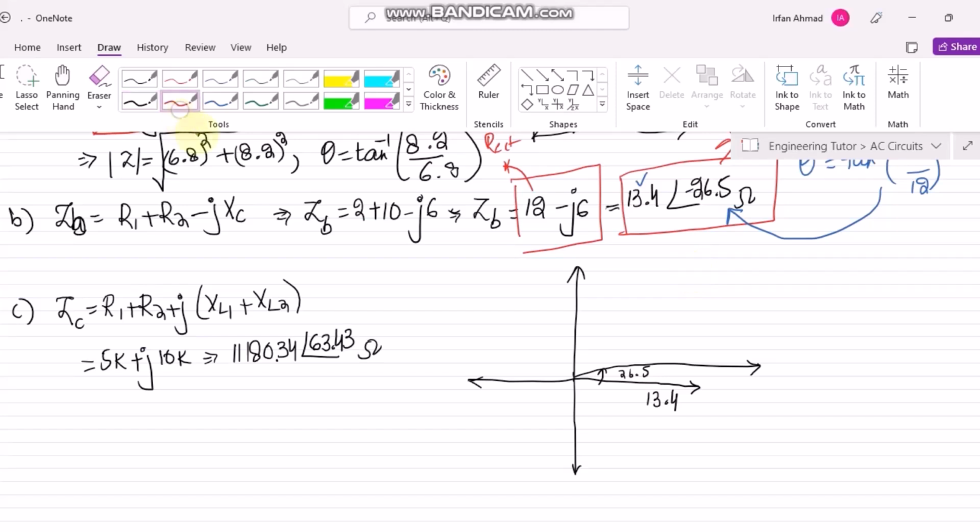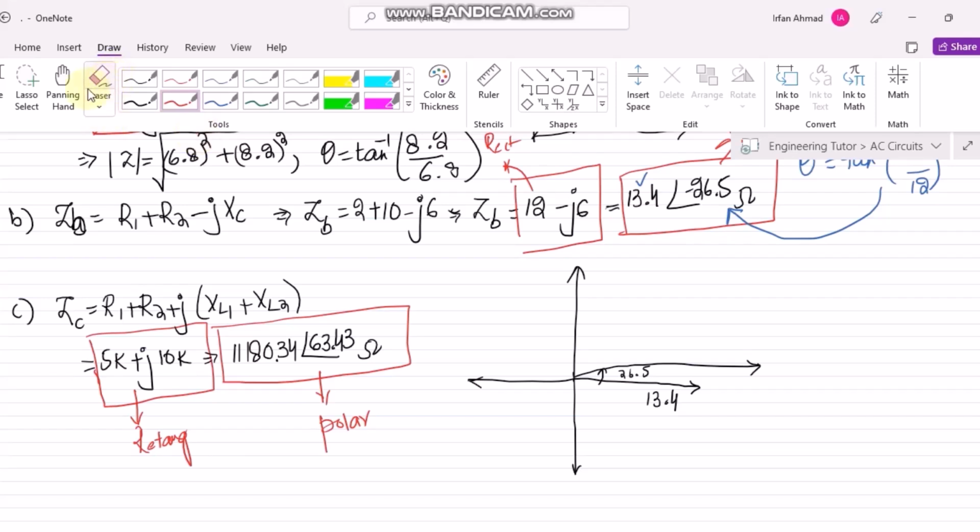Now we have our answer. The first one here is in the rectangular form, while the second one here is in the polar form. So that is basically the answer.